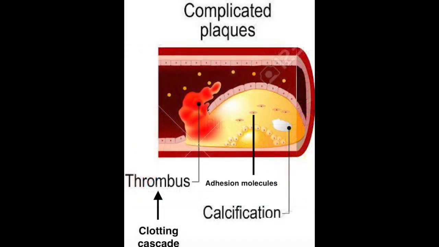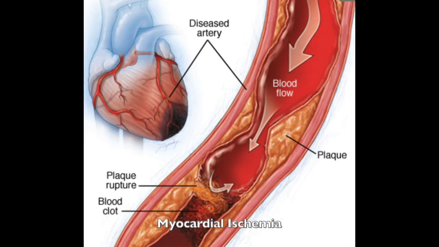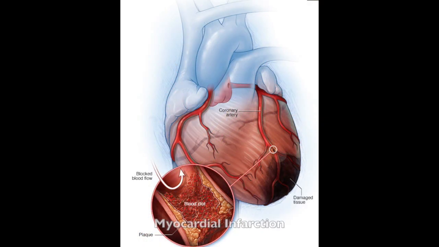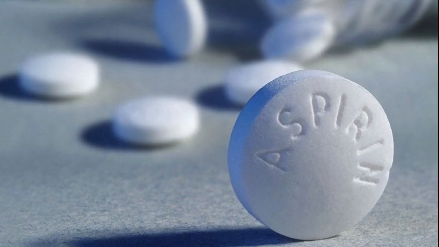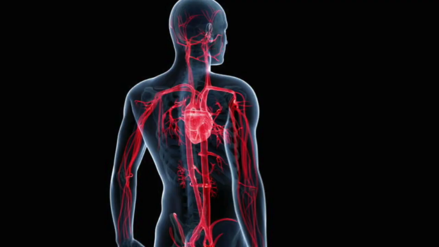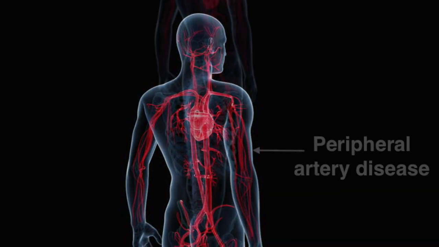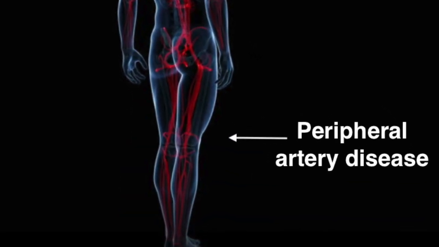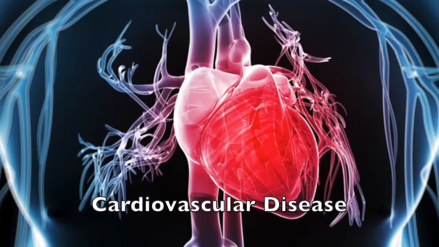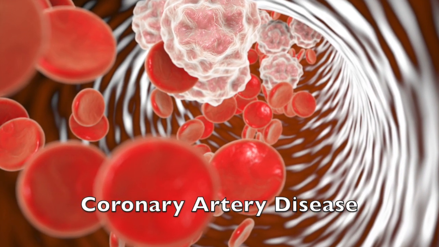Once rupture occurs, exposure of underlying tissues results in platelet activation, initiation of the clotting cascade, and rapid thrombus formation. The thrombus may suddenly occlude the affected vessel, resulting in ischemia and infarction. Aspirin or other antithrombotic agents are used to prevent this complication of atherosclerotic disease. All major arteries are susceptible to atherosclerosis. When it blocks arteries in the limbs, it's called peripheral artery disease. When it blocks central arteries, it's called cardiovascular disease. And now that we are in the heart, when it blocks the coronaries, it's called coronary artery disease.